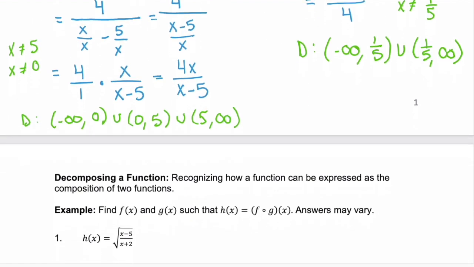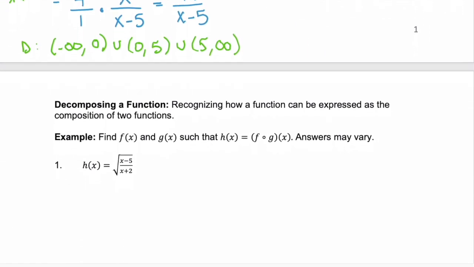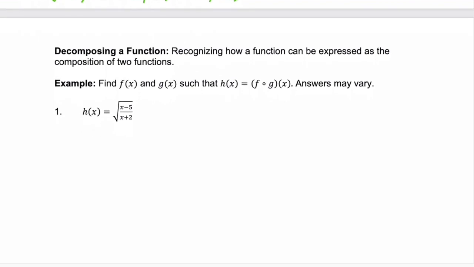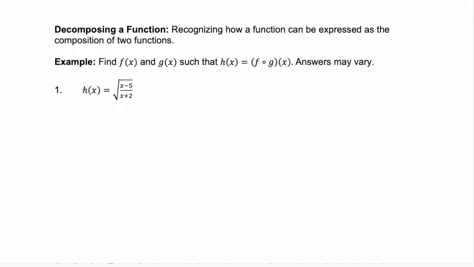Now that we've looked at composition of functions, let's look at how to decompose a function. So we know that there's this function h of x, and we want to decompose that as f of g of x. So h of x was f of g of x. So we need to figure out what is f of x and what is g of x.